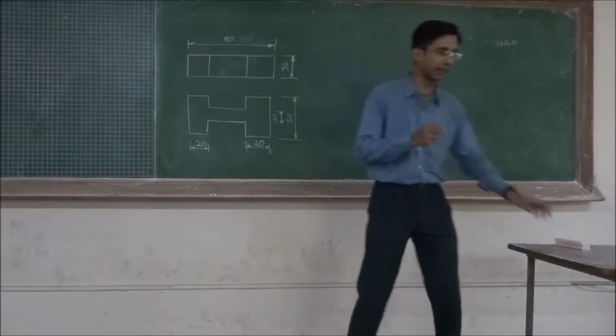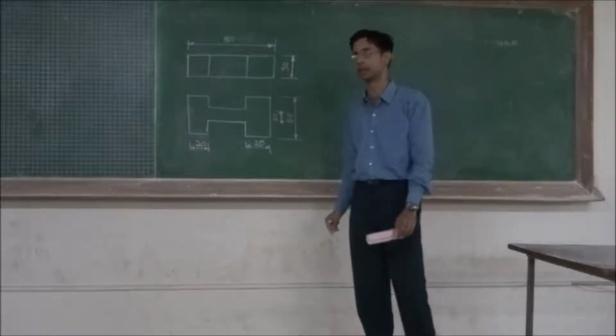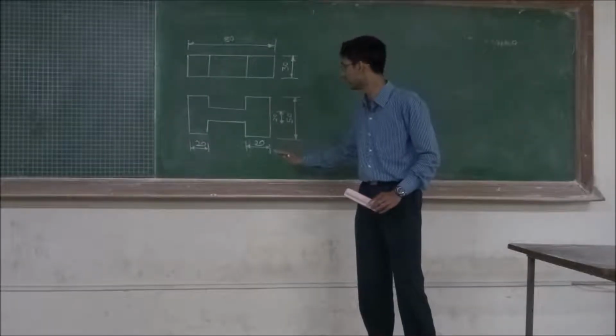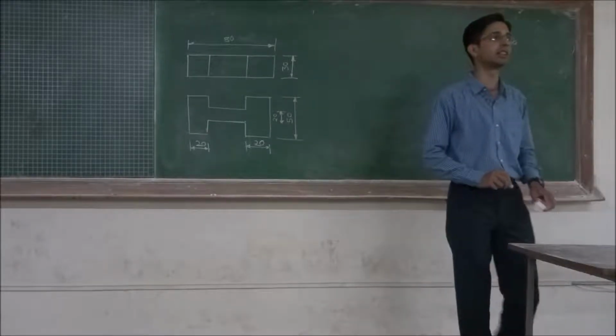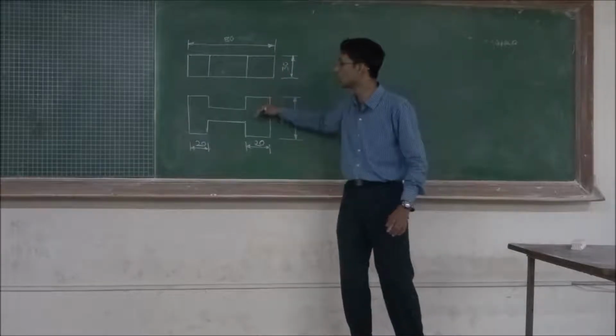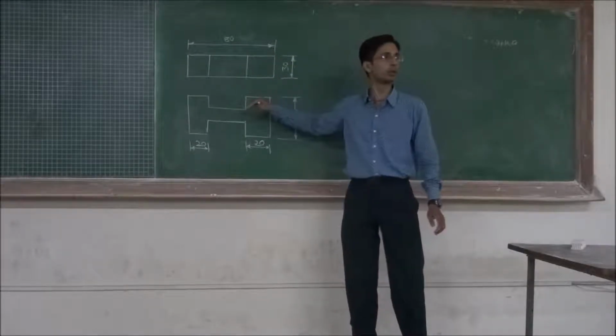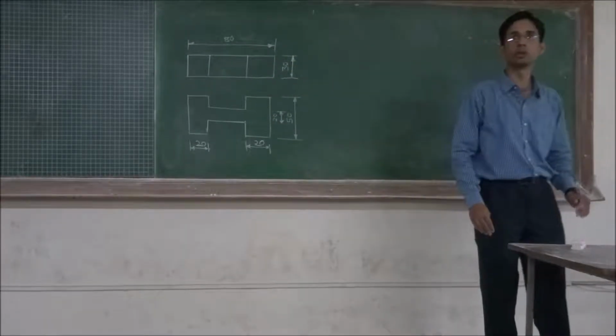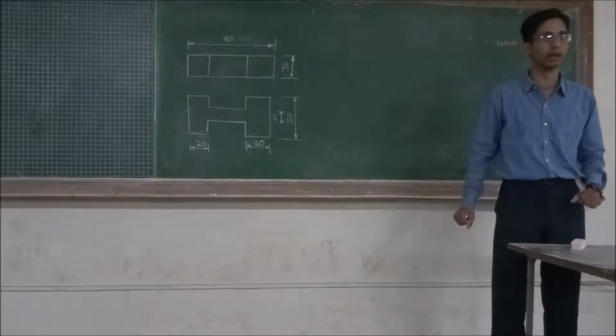There are many techniques and many tricks in drawing isometric objects, and those we'll see. But the first and very important thing is that one should be able to visualize. From the given two drawings, one should be able to visualize how the original object will look.